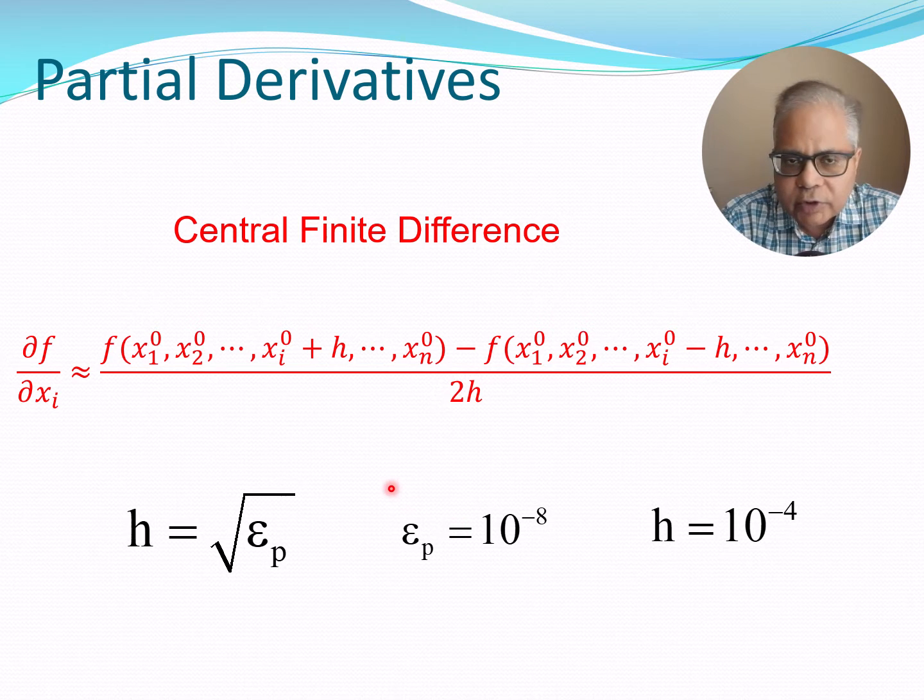Now if we want to use the central difference formula to calculate partial derivatives, we have to perturb x of i by h here, that is in the positive direction, plus h, and also perturb it in the negative direction, that is minus h. We need to subtract these two function values and then divide by 2h here.